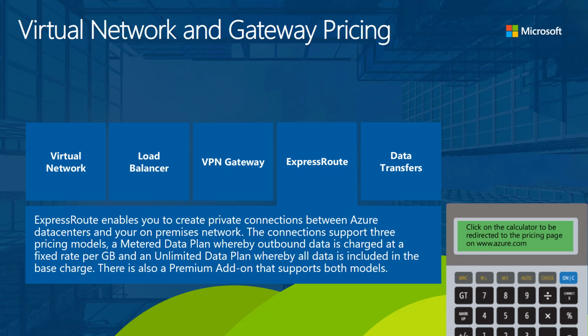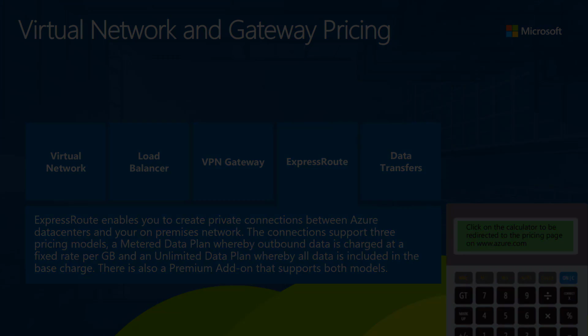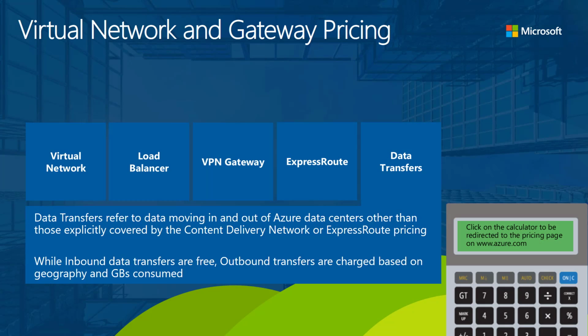ExpressRoute enables you to create private connections between Azure data centers and your on-premises network. The connections support 3 pricing models: a metered data plan whereby outbound data is charged at a fixed rate per gigabyte, and an unlimited data plan whereby all data is included in the base charge. There is also a premium add-on that supports both models. When considering the cost of egress data, consider that the first 5 gigabytes is free, with additional gigabytes starting as low as 3 pence per gigabyte, depending on the amount consumed.